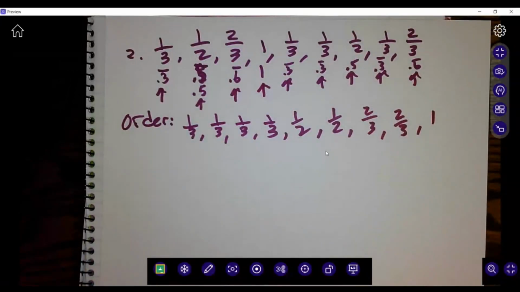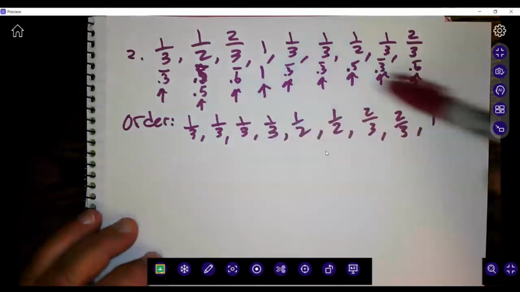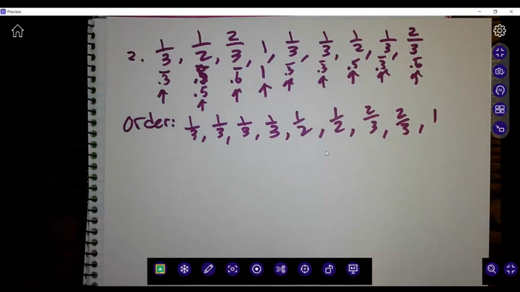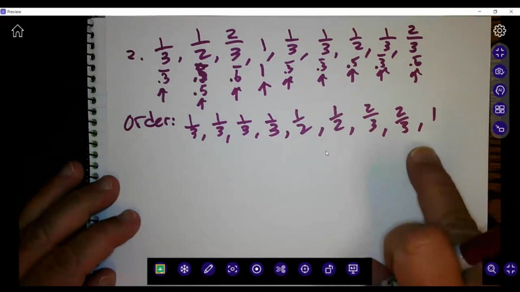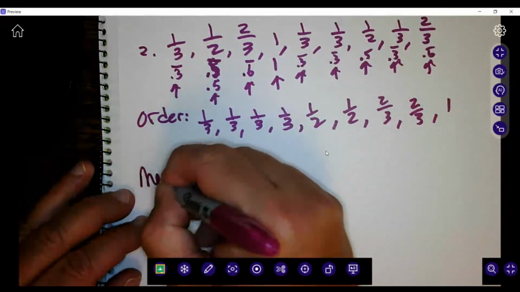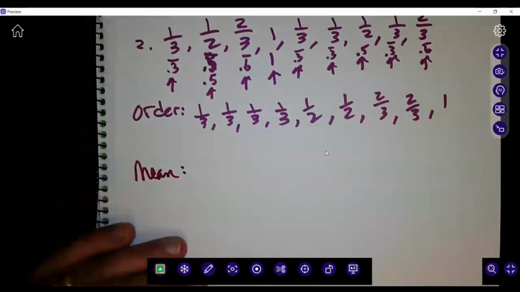Okay, so I used decimals to help me get the numbers in order, which is okay. If you'll remember when we were ordering fractions before, I told you there was another way we could do it that we hadn't gotten to yet, and that was to convert them to decimals. And then it's much easier to put them in order. But now I need to use fractions to get my answers. So my first value is my mean.